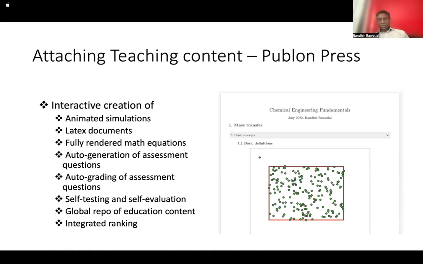There are, of course, general student supports like counseling and general language support and library support and so on. But to really close the loop, we realized that the teaching content also had to be integrated into this process. So this slide shows some of the capacity that our open source content development system, Publon Press, affords. Through this platform, teachers and students can create content that leverages the full range of web content materials like animated simulations, equation rendering, auto-generated assessments, automated grading, and access to a database of learning content.